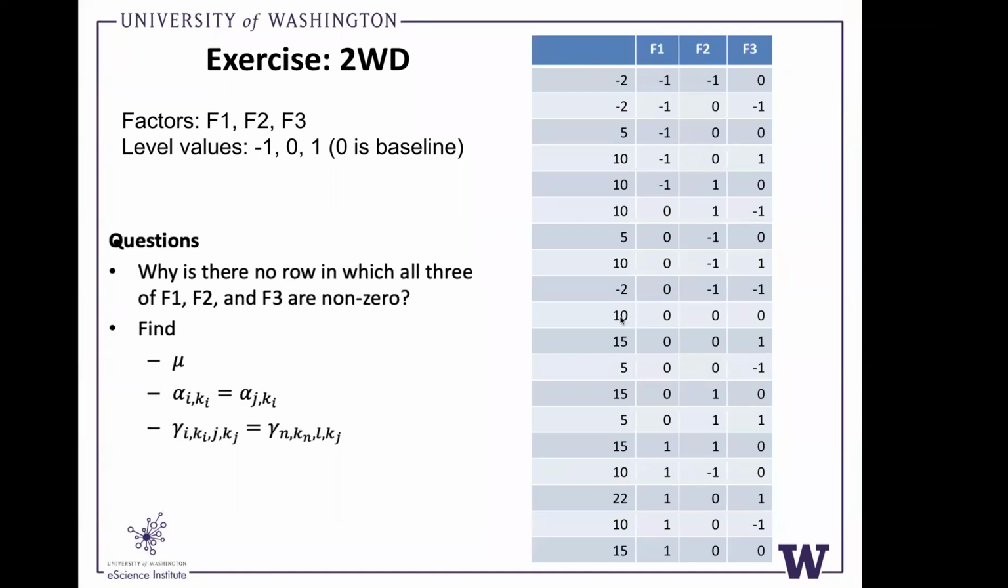Like outputs then. So these are actual outputs. At the baseline, the output is 10. Right. At the baseline, the output is 10. So the baseline here is 10.